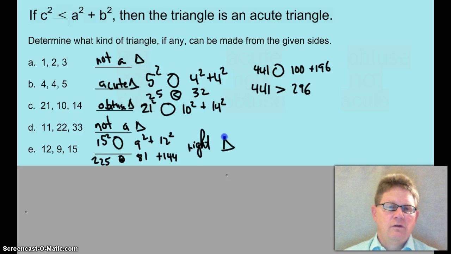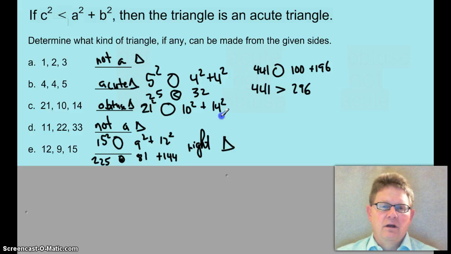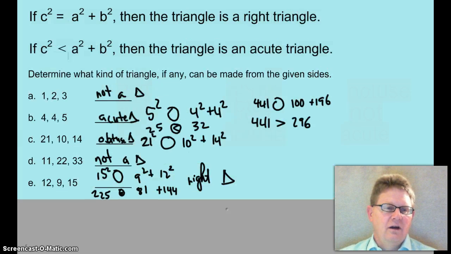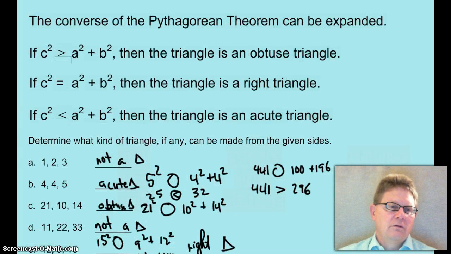And that's how you use the Pythagorean converse and its little itty-bitty corollaries that follow along. Those corollaries, again, are theorems that follow a theorem right away. And here they are right here. Alright, so this does conclude Honors Geometry 7.2, Converse of the Pythagorean Theorem.